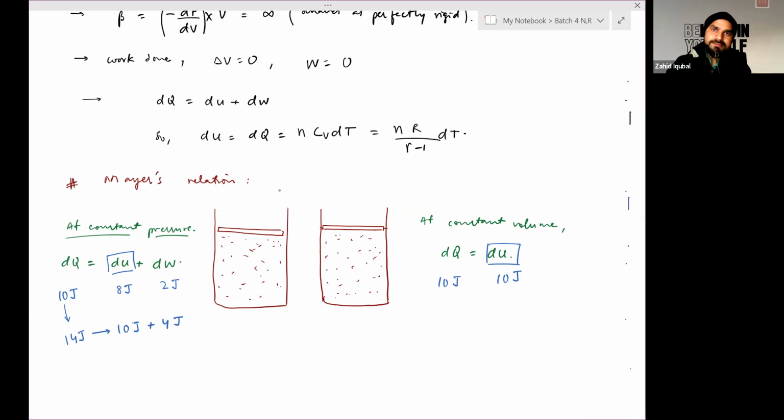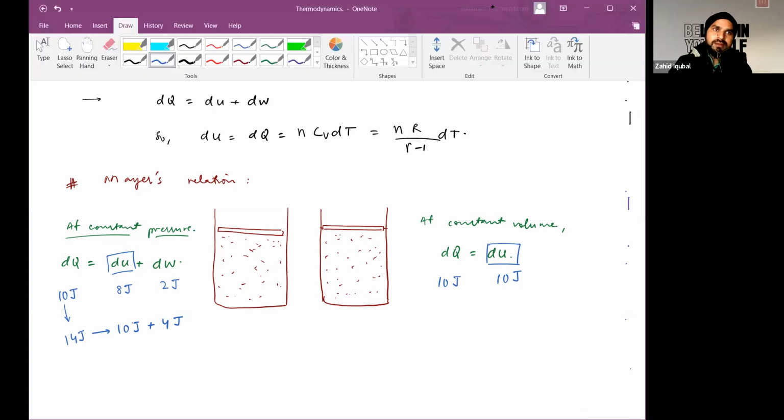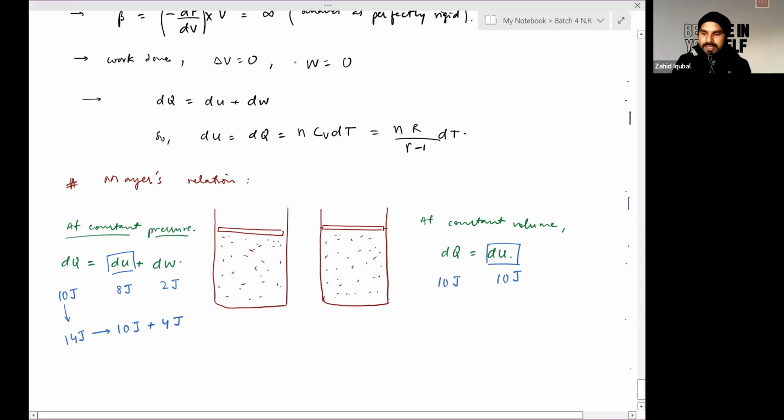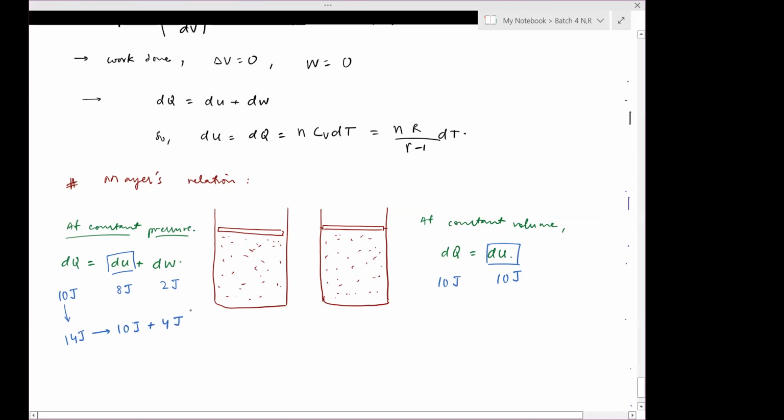Gautam, is it clear? Why is Cp greater? Yes, we have to supply extra energy to change the internal energy. Some extra amount of heat at constant pressure to get the same amount of internal energy in both cases. Okay? Yes, sir.